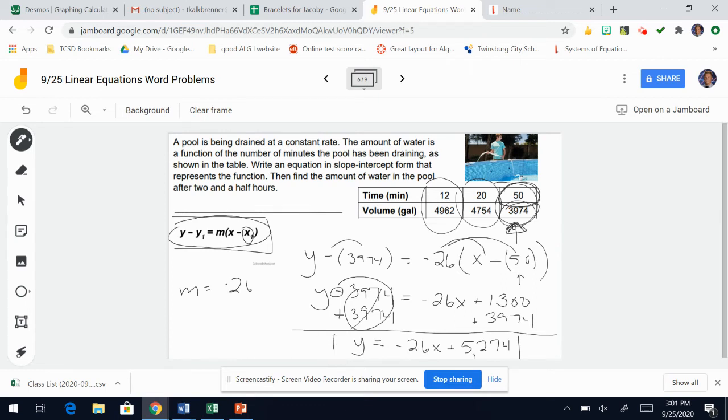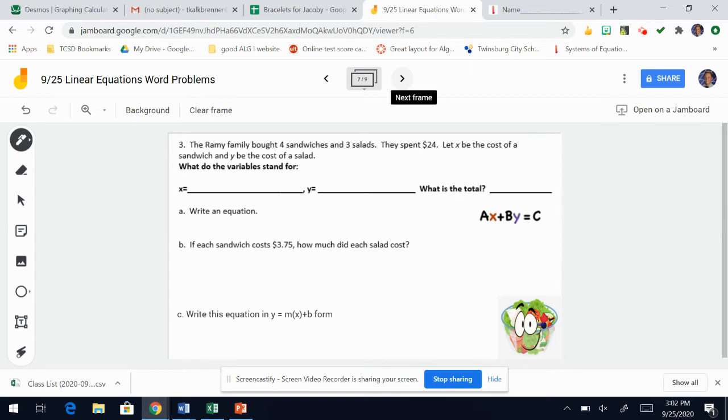In that slope-intercept form, which is graphing, my slope is negative 26. My starting point where the pool was filled to capacity was 5,274 gallons. All right? Again, if you guys are having questions, pause it, rewind it, re-listen if I'm going too quickly.